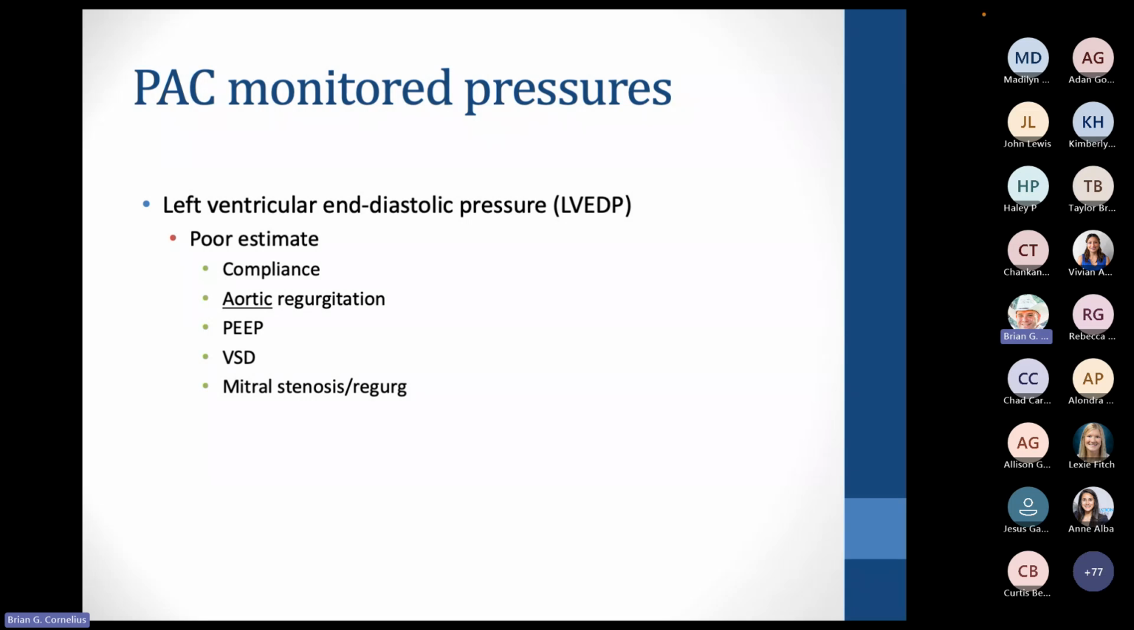If you've got a VSD in place, you may have altered flow, so it may not provide you with a good estimate. Or if you have somebody with any sort of mitral problem, you may not get good numbers. So it's important for you to know what the patient's valvular status is with this in place. That's one of the reasons that a lot of times we've gone to using a TEE versus using the PA catheter, because it allows us to actually see what the valves are doing.